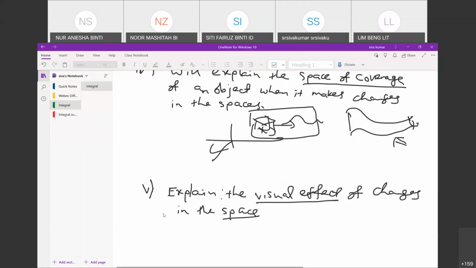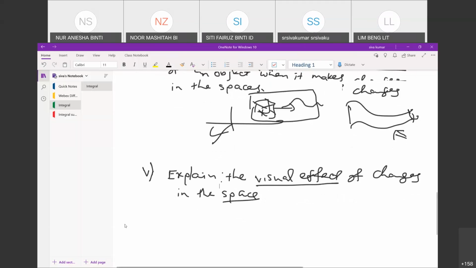Whenever we try to explain the visual effect of changes in the space, then automatically you have already started using integration. That means in your day-to-day life, you are explaining the visual effect, that means you are using integration without your knowledge. That's what I wanted to conclude.